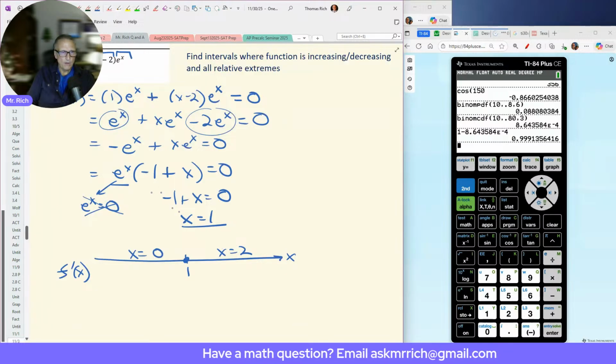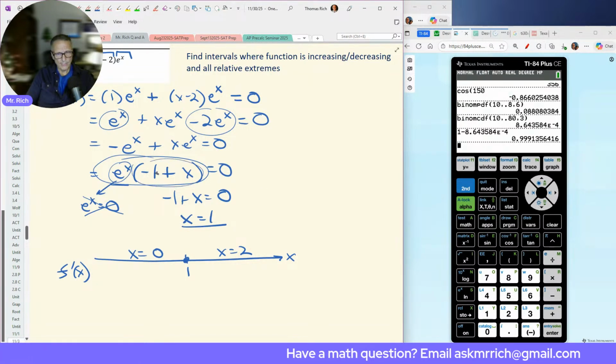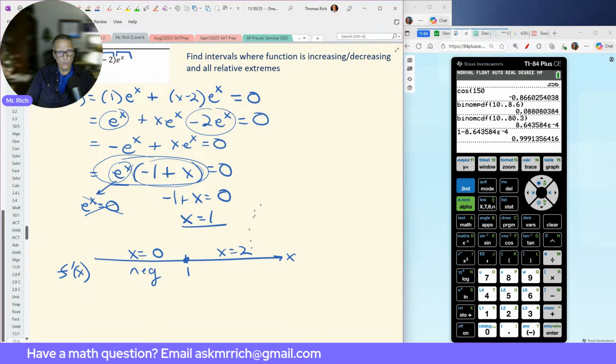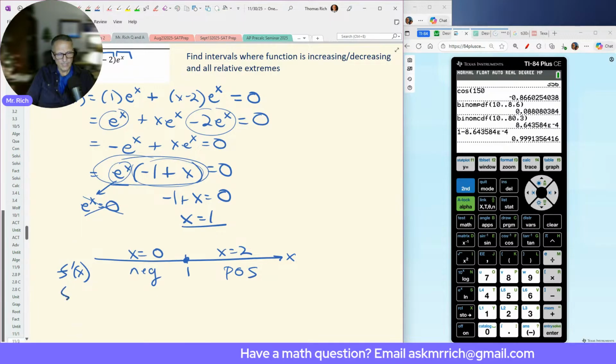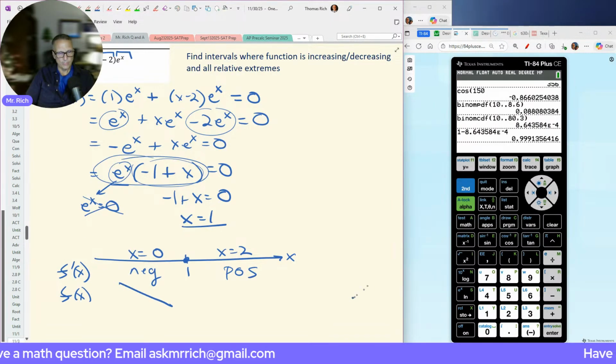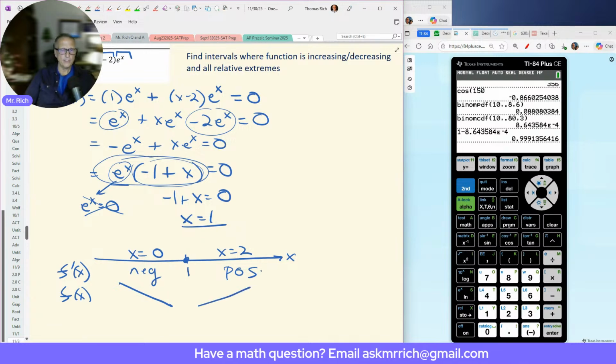test points. Well, when x is 0, if I come back up here to my factored form, this will be positive. And when x is 0, that's going to be a negative 1. Positive times negative gives me a negative. When I stick a 2 in, e to the second power would be positive, but negative 1 plus 2 is positive. Now, what does that tell me? That tells me that f of x, since the derivative was negative, had to be decreasing. And since the derivative was positive, that tells me to the right of 1, f of x would be increasing.